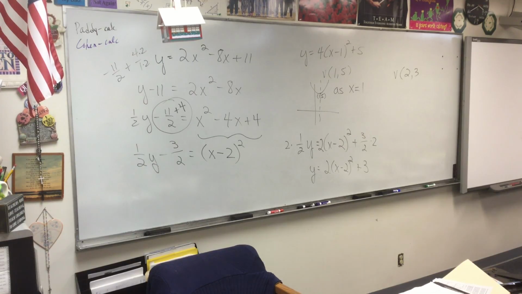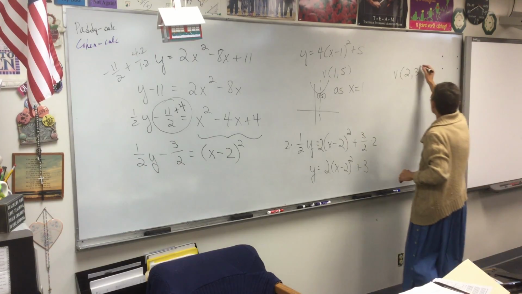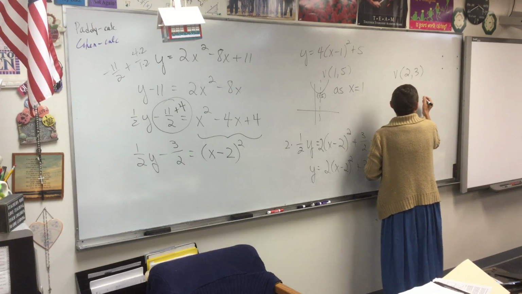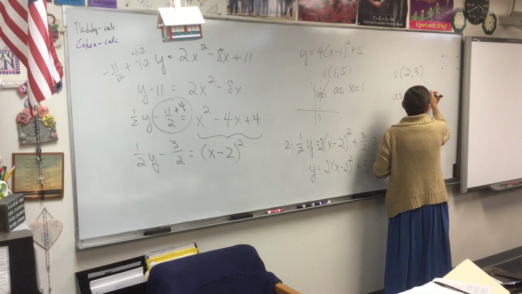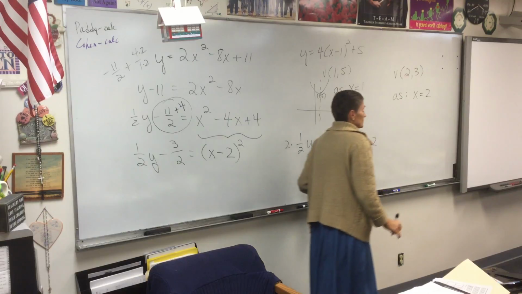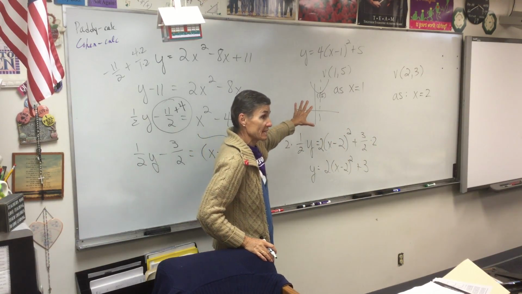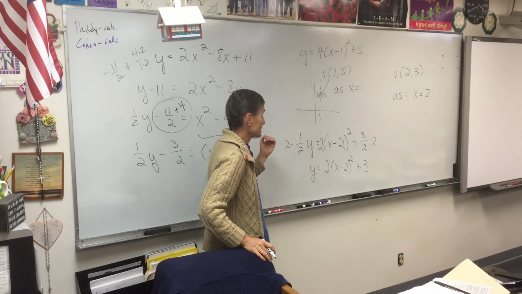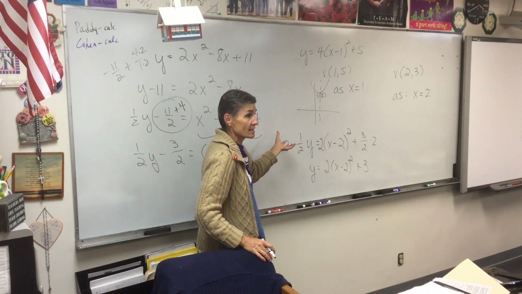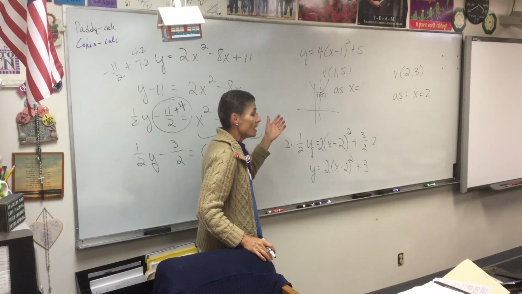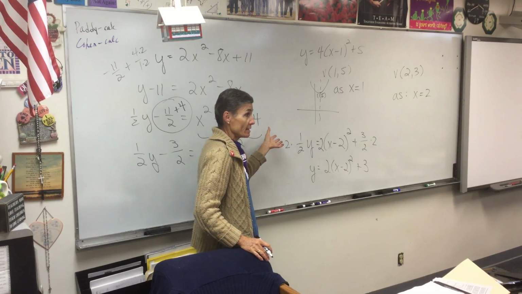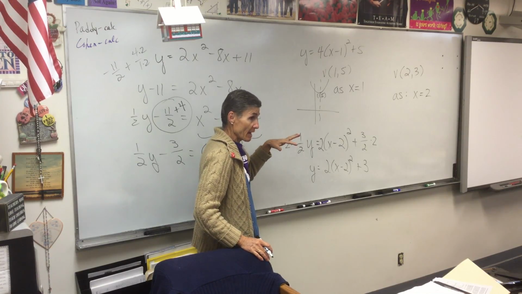All right. X equals 2. So vertex is 2, 3, and what's my axis of symmetry? X equals 2. Now, I know we went through a couple of examples of that, and actually this was a little easier because it didn't have as many fractions as the ones we did in class did. There is another way to do this problem, though. Did we talk about that?